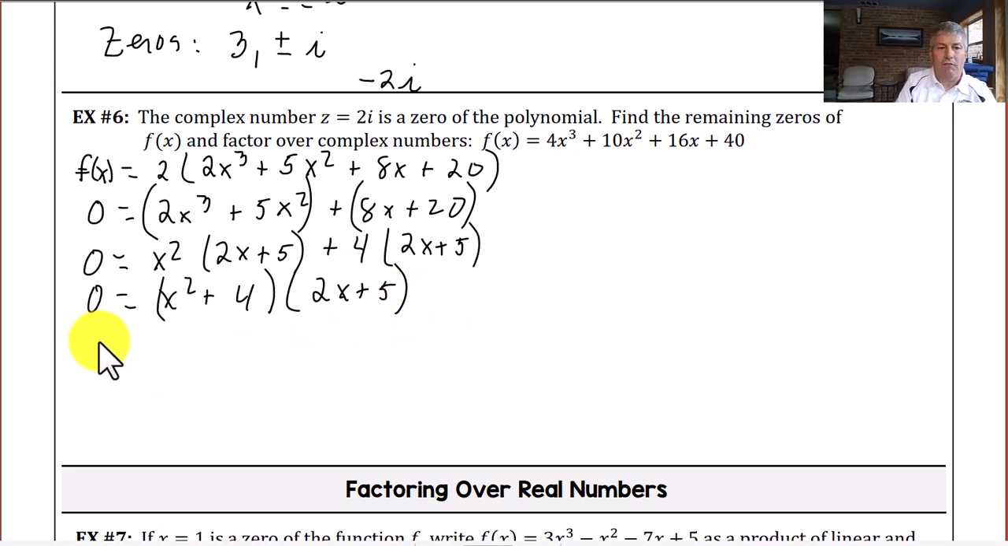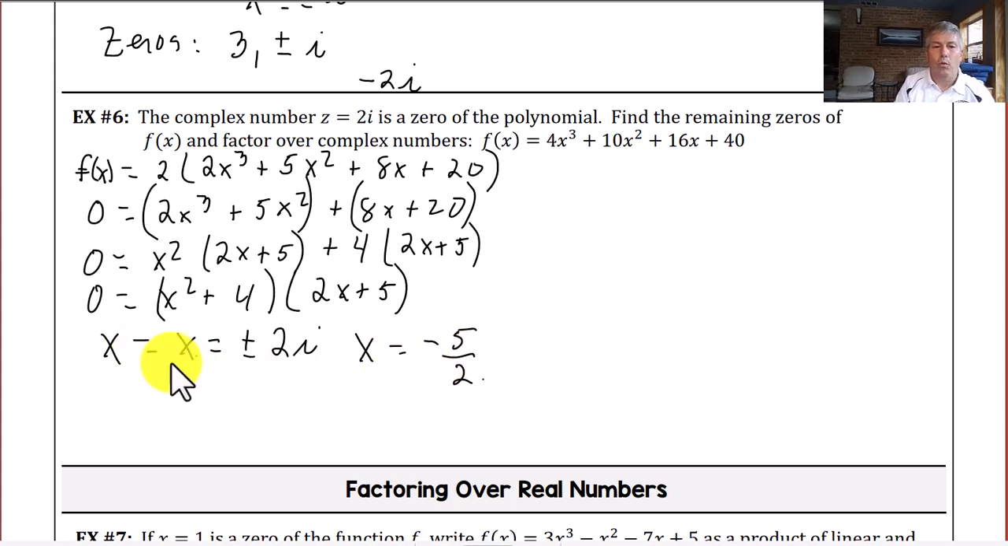And I solve. So this is going to be x squared equals negative 4. So we get x equals plus or minus 2i. We knew that already. We knew one of the zeros was going to be 2i to begin with. And x equals negative 5 halves. Those are our 3 zeros.